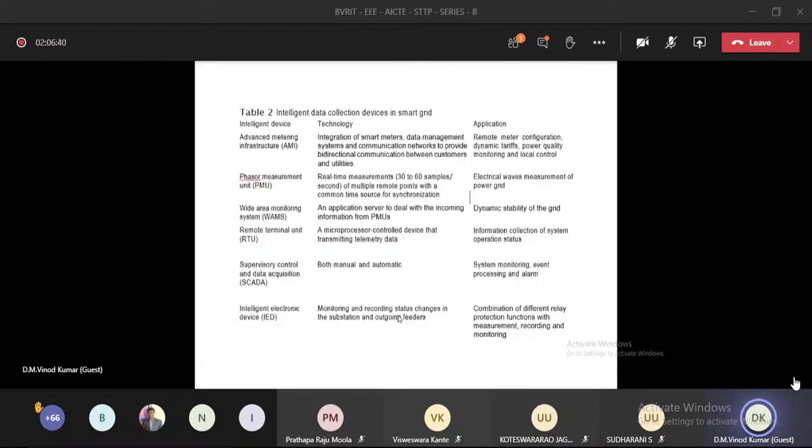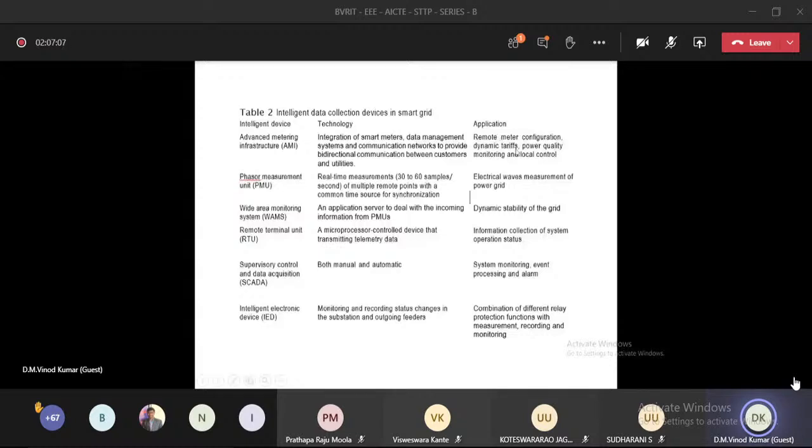And among the intelligent data collection devices in the smart grid, as I mentioned, is the AMI, advanced metering infrastructure. What does AMI mean? It is the integration of smart meters, data management systems, and communication networks, providing bidirectional communication between customers and utilities. Applications are remote meter configuration and dynamic tariffs. That tariff is dynamic, as I mentioned.